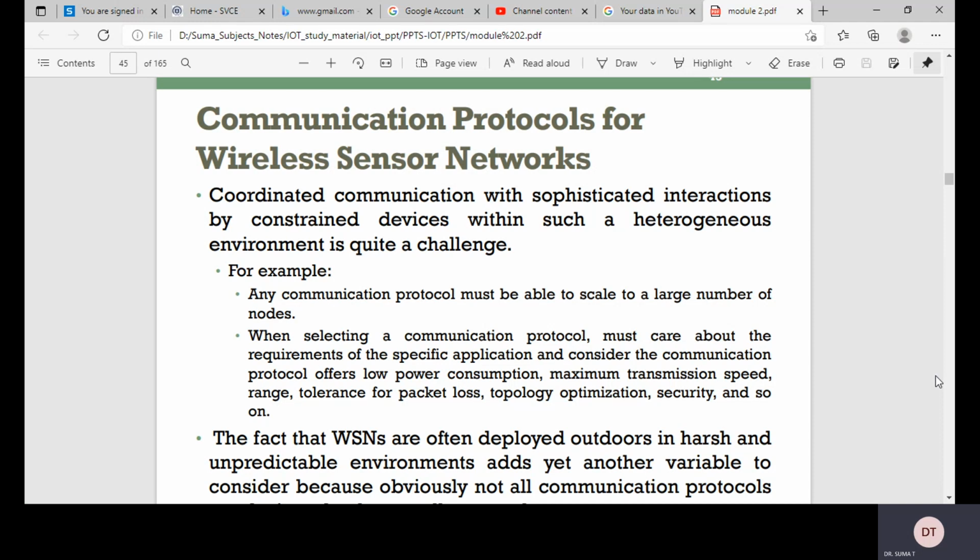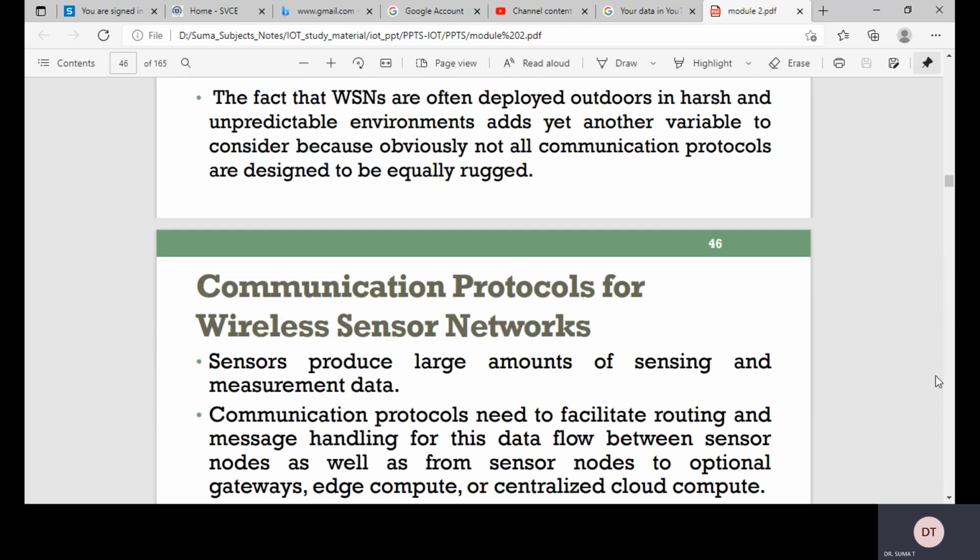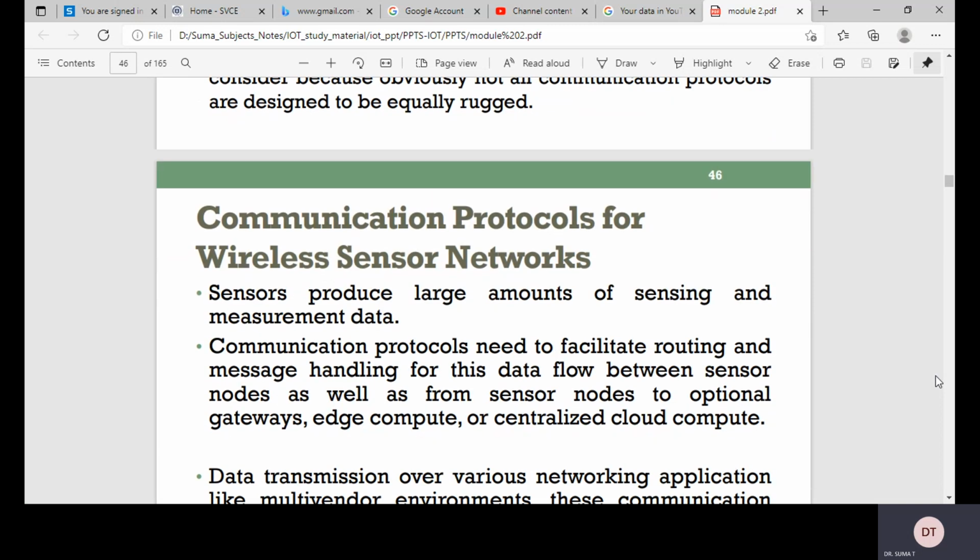Communication protocols need to facilitate routing and message handling for the data flow between the sensor nodes, as well as from sensor nodes to optional gateways, edge compute, or centralized cloud compute. IoT communication protocols for WSNs thus straddle the entire protocol stack. Ultimately, they are used to provide a platform for a variety of IoT smart services.